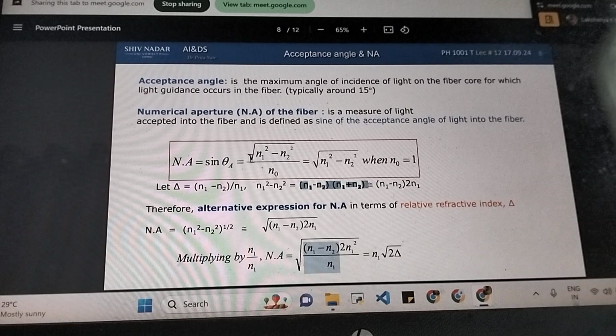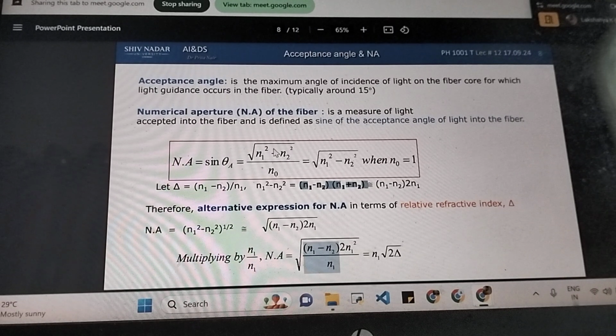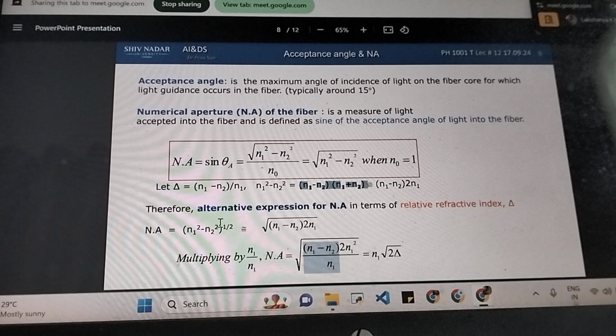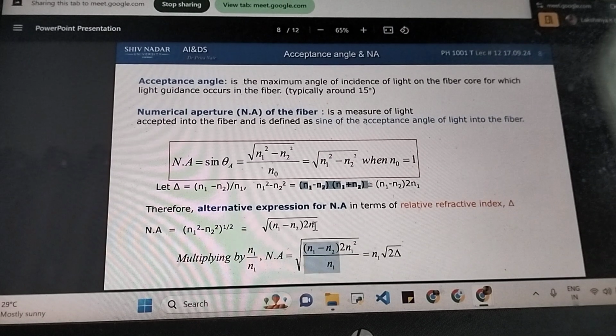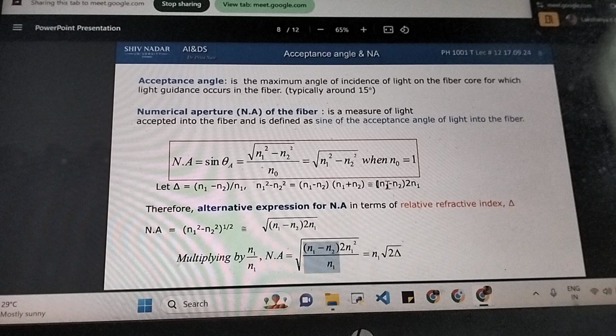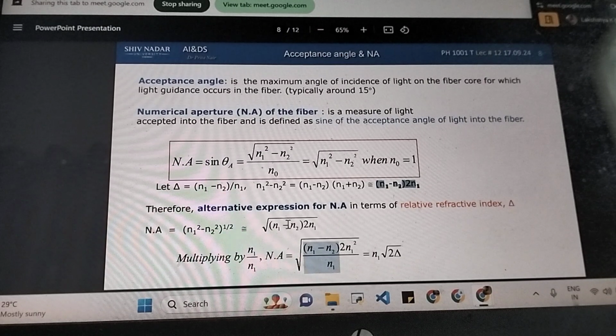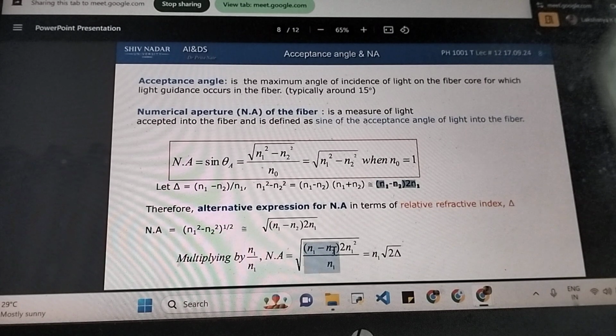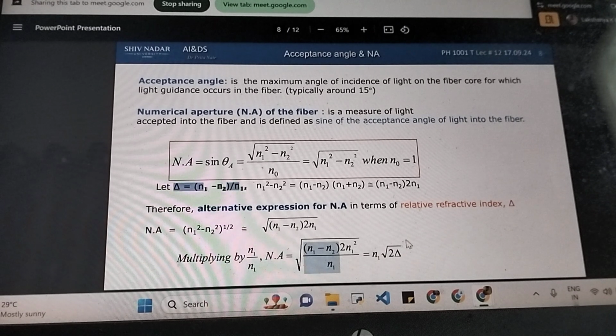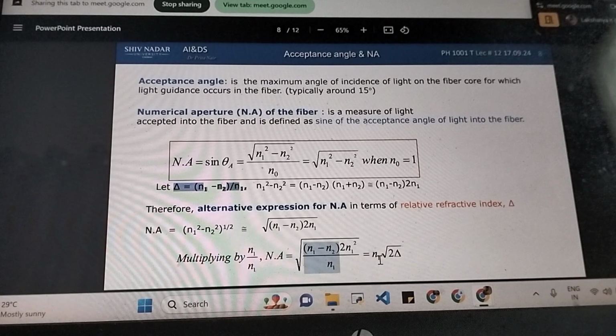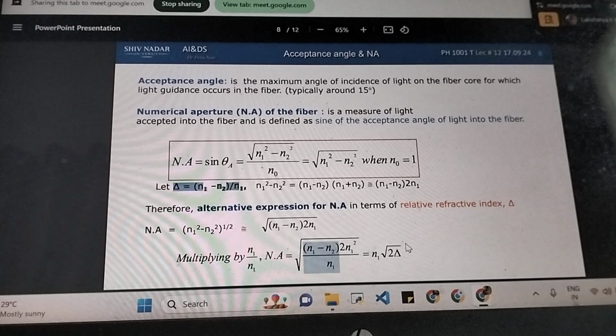So what is our numerical aperture formula? Square root of n1 squared minus n2 squared, that is square root of n1 minus n2 times 2n1. We just derived it. Now, just for the sake of simplification of calculation, we multiply and divide by n1. Then what do we get? n1 minus n2 upon n1, times n1 squared. And this quantity n1 minus n2 upon n1 is precisely what we assumed delta to be. So on simplification this becomes n1 times root of 2 delta.